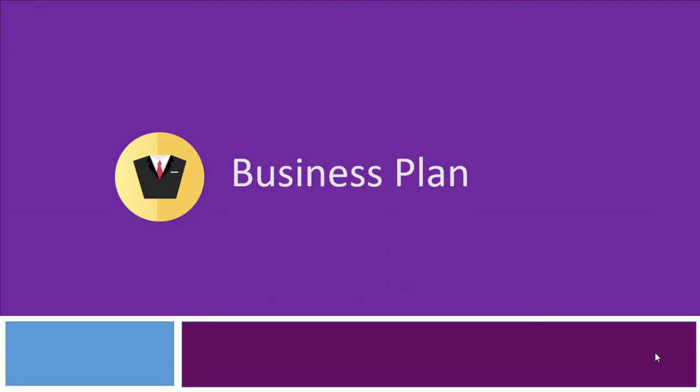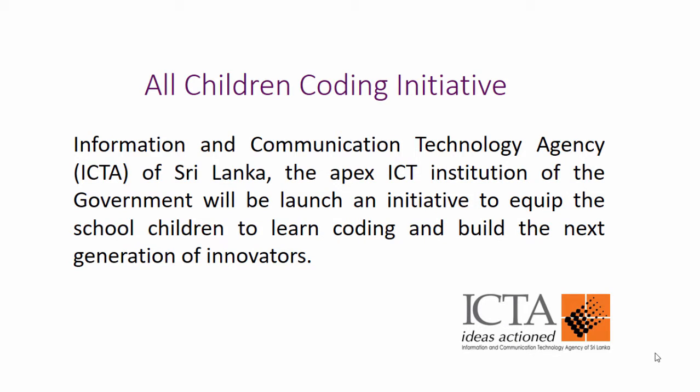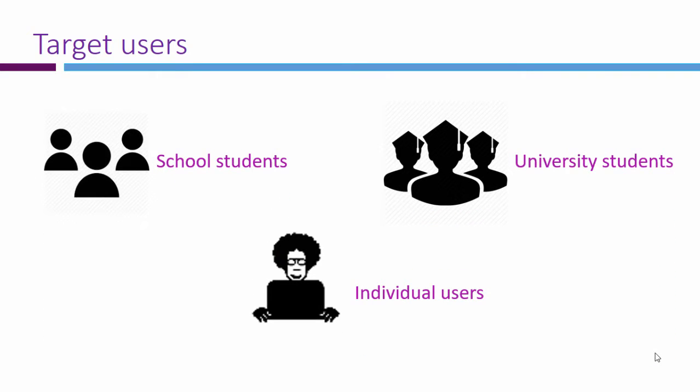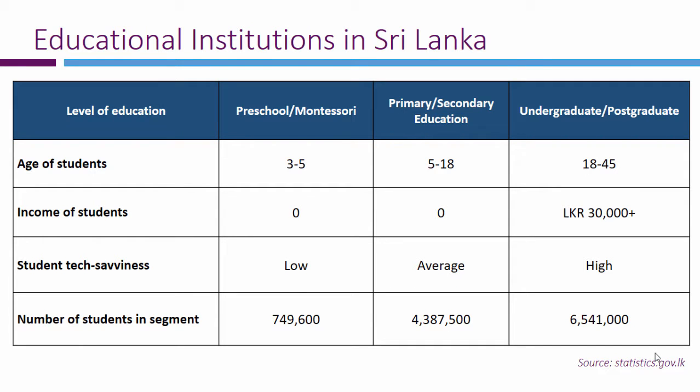Our business plan is that ICT is going to start an initiative to introduce programming as a compulsory subject to all the schools, and our system will complement that too. Our targeted users are school students, university students, and even individual users out there. We found, in the second and third columns of these statistics, that there is a rough market share of 1 million for us out there.